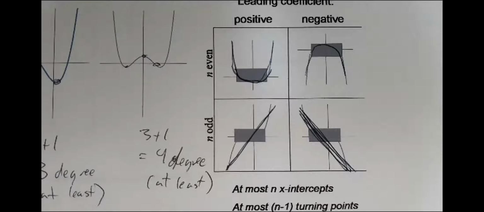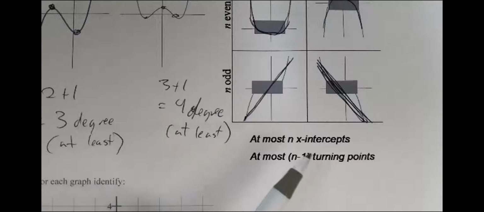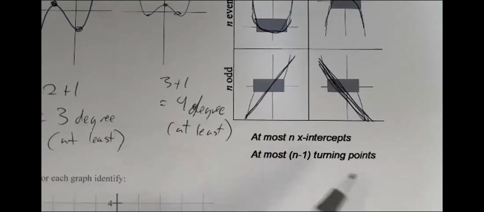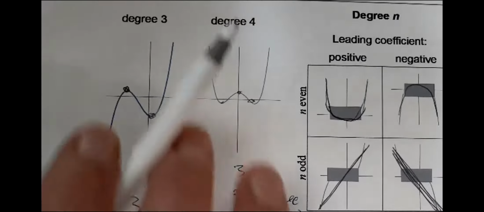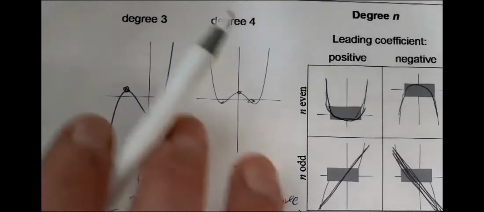Okay, so they're doing this backwards. If we have at most n x-intercepts, we have at most n minus 1 turning points. So if I'm doing a degree 3, I have at most 2 turning points. If I have a degree 4, I have at most 3 turning points. So this is the same thing that I was saying.